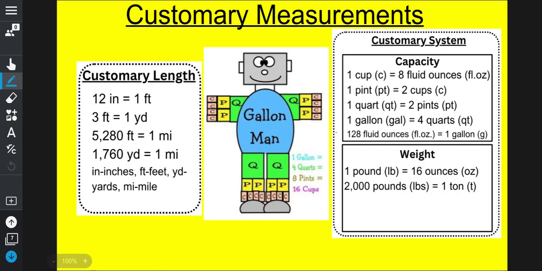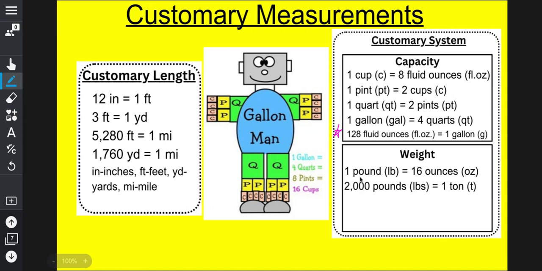The next topic that this unit's going to cover is customary measurements. Now, last year we worked with Gallon Man and started to learn some of these conversion amounts with capacity. But if you don't remember any of these, start making some flashcards. 1 cup is 8 fluid ounces. 1 pint is 2 cups. 1 quart is 2 pints. 1 gallon is 4 quarts. And 128 fluid ounces is 1 gallon. That is probably one that a lot of you don't remember or need some extra practice with. So make a flashcard for that one.